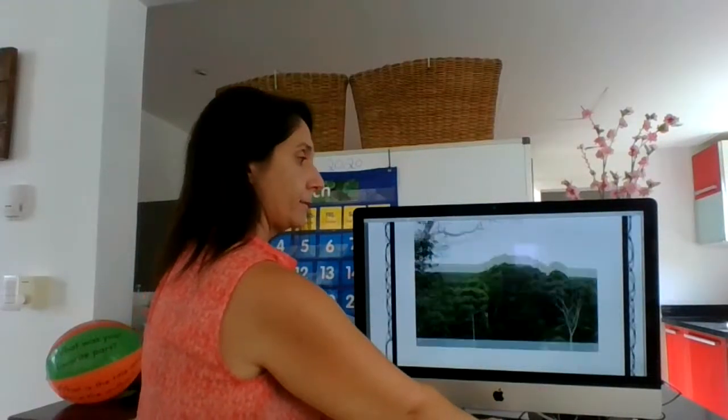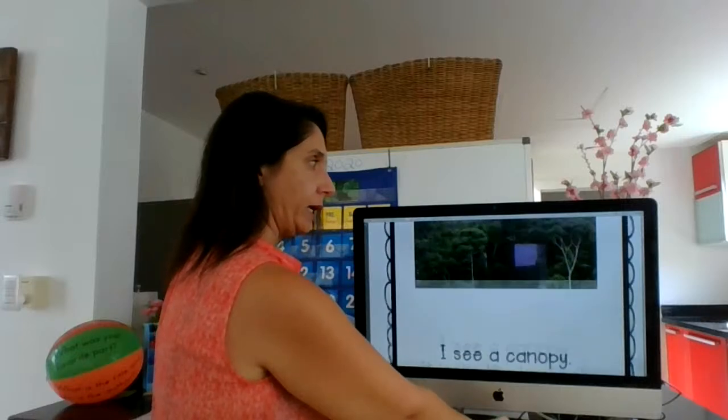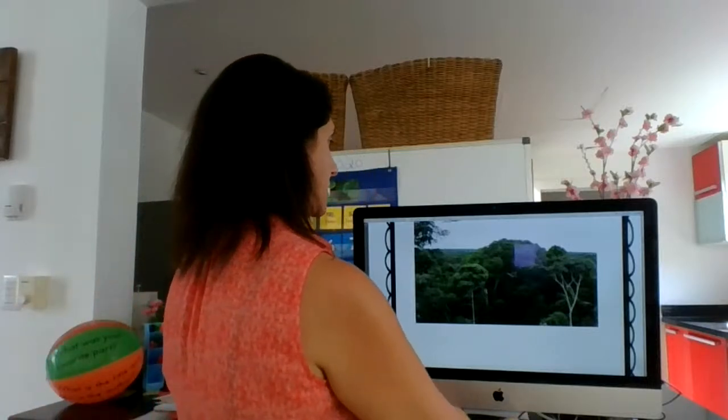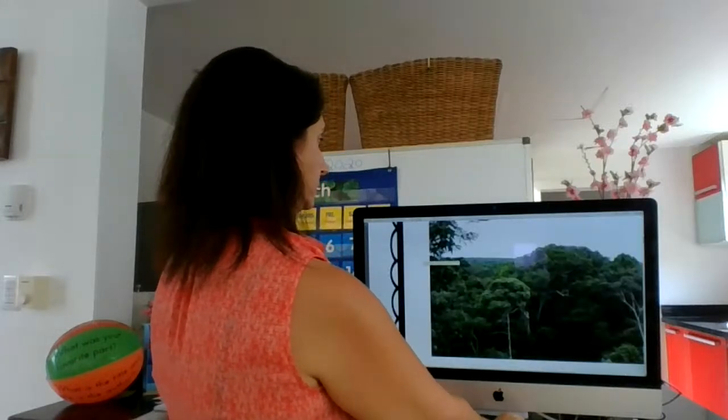All right, so here's a picture of the nice, beautiful area of the rainforest, right? Yes. And in this nice, beautiful picture, you can see all of the treetops, all of the canopies that are up above, right? I see a canopy. It looks like broccoli. It kind of does look like broccoli, doesn't it? Can you see it? A little bit like broccoli, huh? Maybe I can zoom in a little bit.